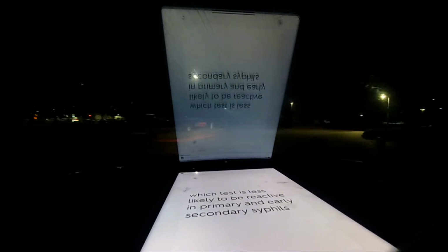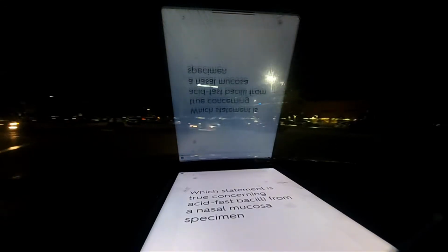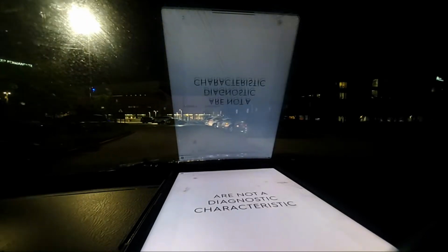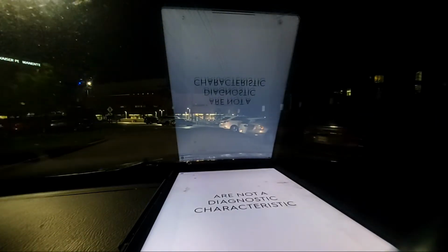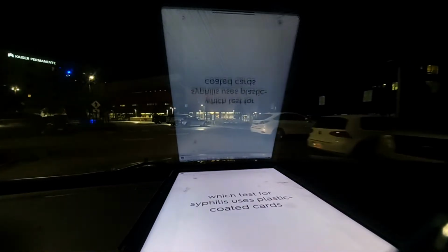Which test is less likely to be reactive in primary and early secondary syphilis? MHA-TP. Which statement is true concerning acid-fast bacilli from a nasal mucosa specimen? They are not a diagnostic characteristic. Which test for syphilis uses plastic coded cards? RPR.